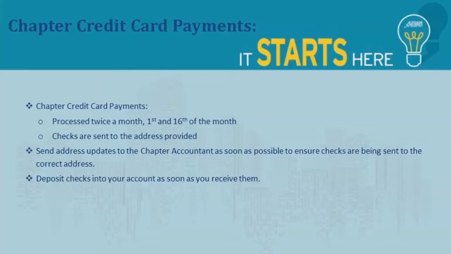The next topic we're covering is chapter credit card payments. Chapter credit card payments are processed twice a month, the 1st and 16th of the month. Not every chapter utilizes this service. It's not a required service that APWA National tells the chapters that they must use.